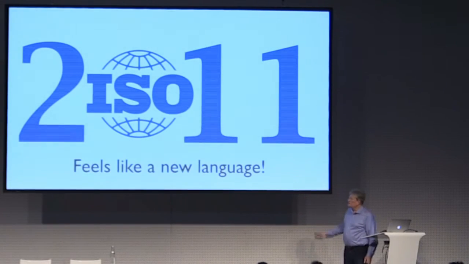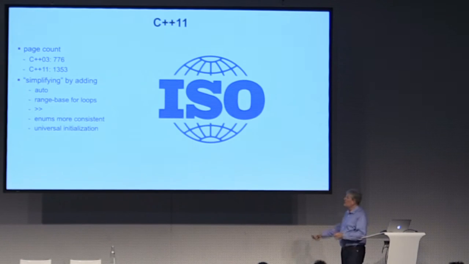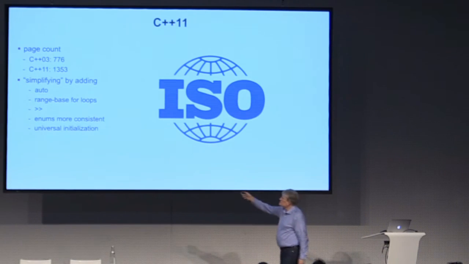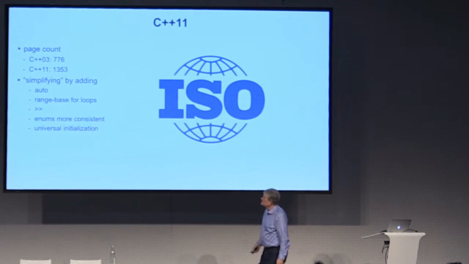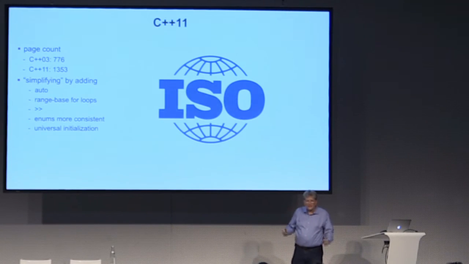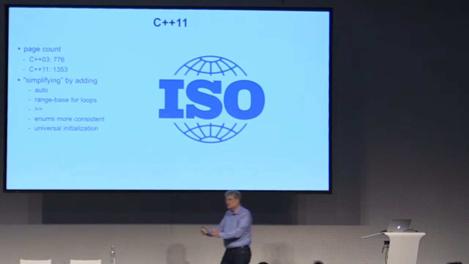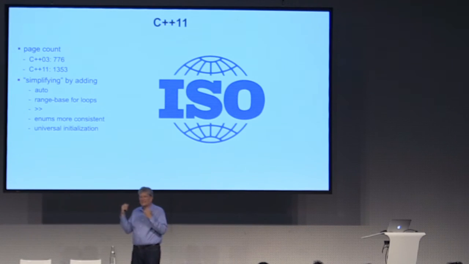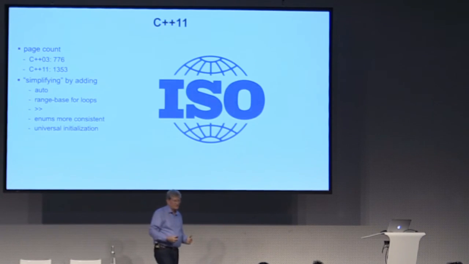Something else, of course, happened in 2011, and that is we got a new language, at least. Feels like a new language, right? In terms of page count, the standard almost doubled, not quite. Now, what is the most important feature in C++? What is it that C++ needs more than anything else?